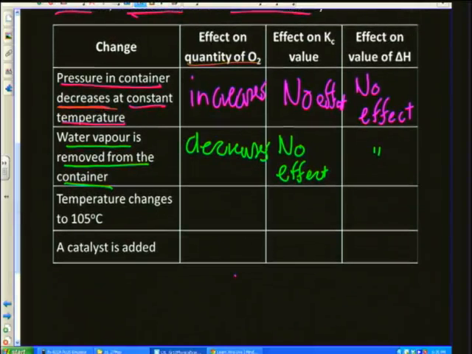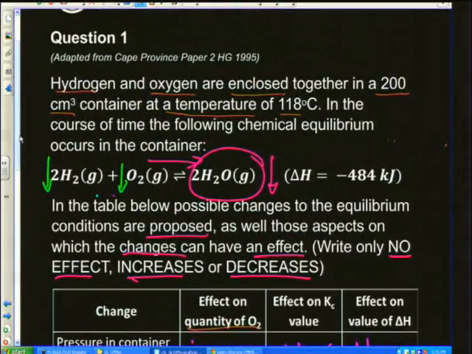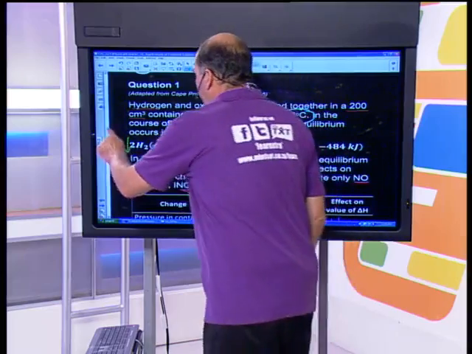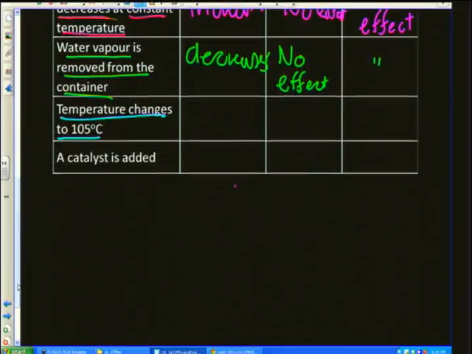Change in temperature. Guys, you've got to watch this very carefully. Temperature changes to 105. Now, let's get the original temperature. It was at 118. Be very, very careful when you're dealing with temperature. It's gone from 118 to 105. So what we're going to identify, first of all, there's a decrease in temperature.